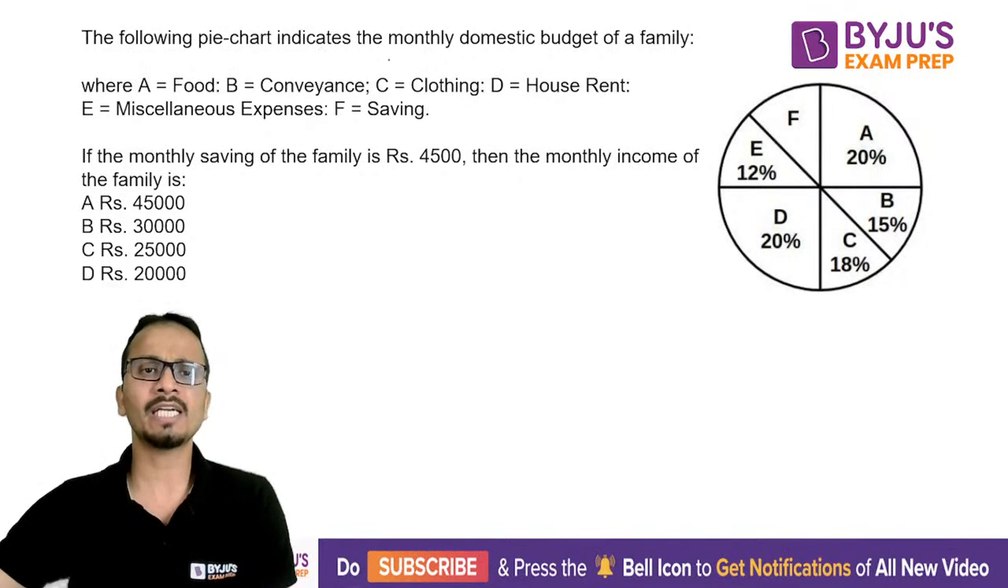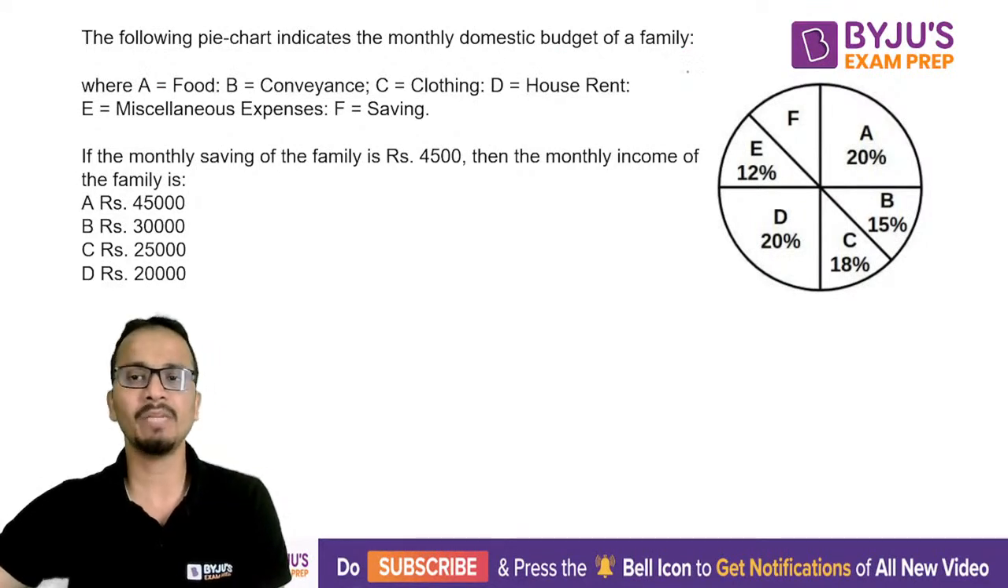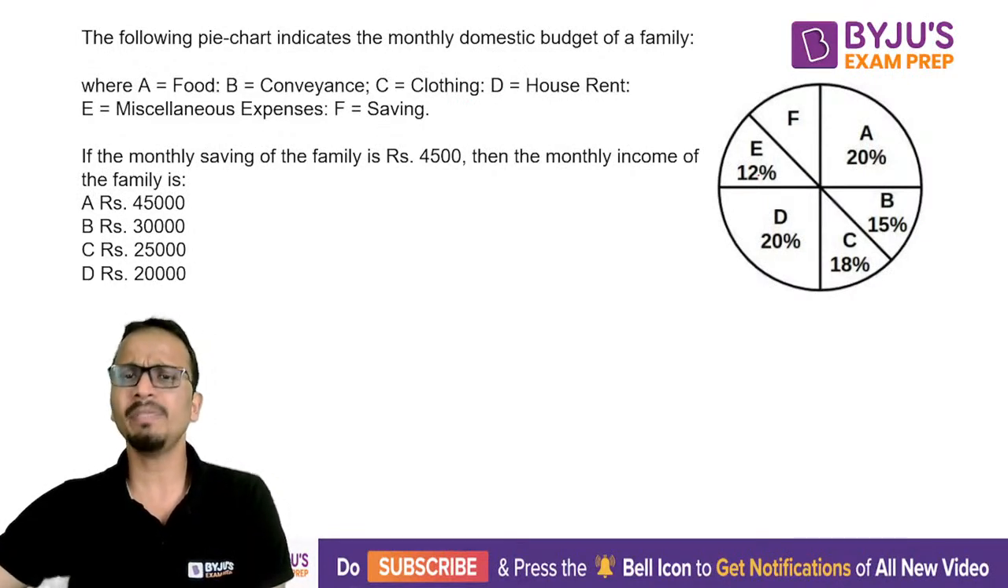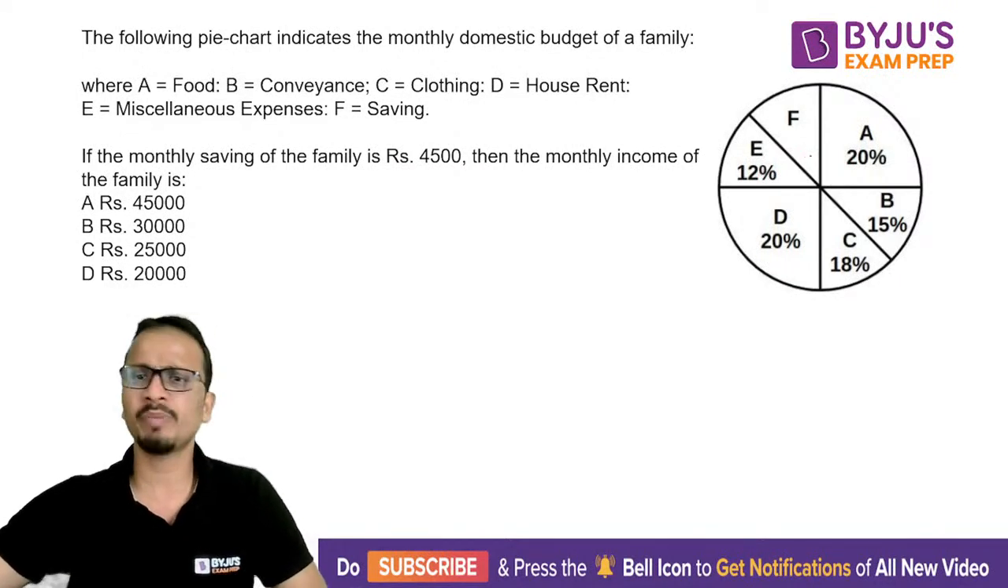The following pie chart indicates the monthly domestic budget of a family. It is divided into heads, which are food, convenience, clothing, house rent, miscellaneous, and savings. Now, the percentage breakup for A, B, C, D, E is given. F is not given, so I'll quickly find out the percentage breakup of F.